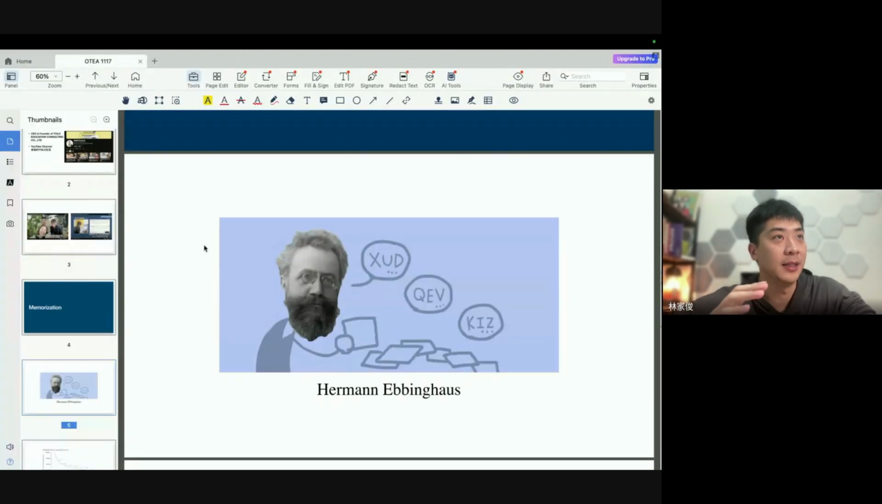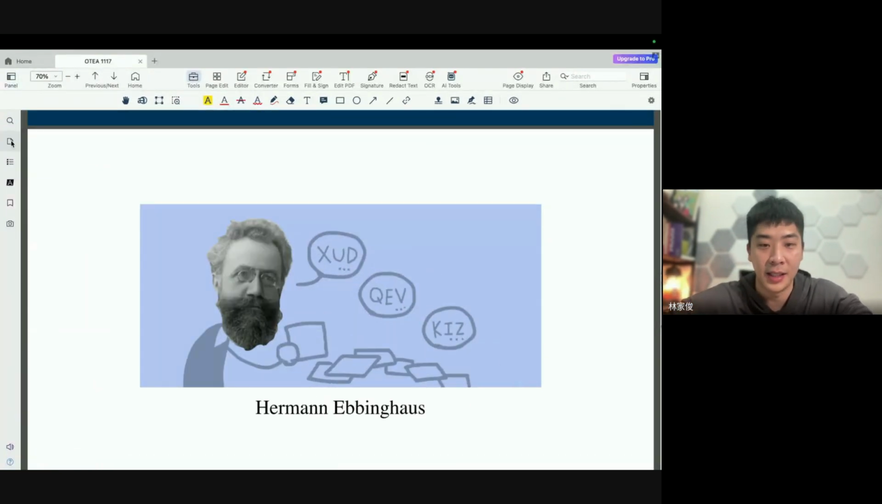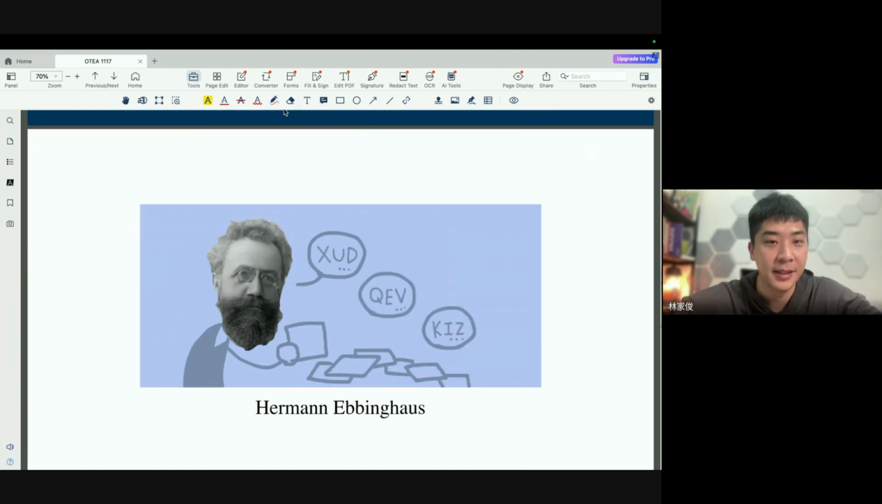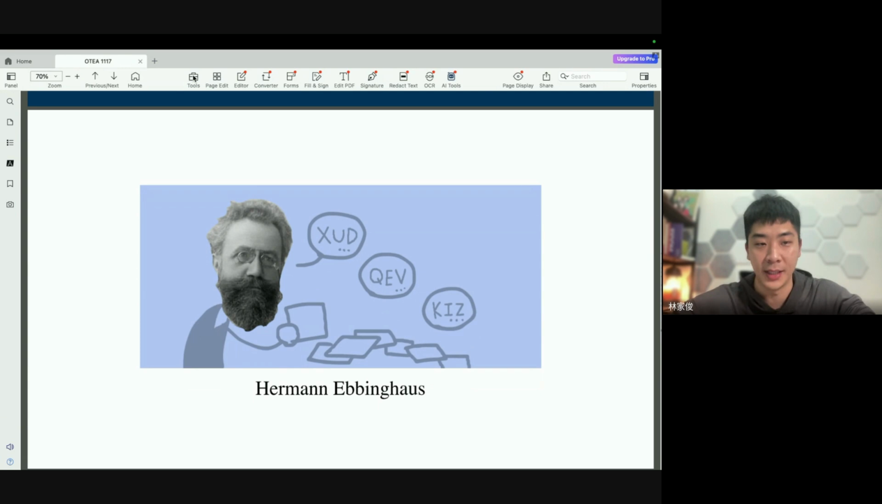If we want to optimize our memory, the first thing we have to do is know the enemy of our memory, which is forgetting. So he's the scientist, Hermann Ebbinghaus. And in 1885, he made an experiment. He memorized thousands of nonsense words like, on the screen, you can see XUD, QEV, KIZ, AST, etc. And also he recorded how much he forgot over time. And after the experiment, he designed something called the forgetting curve.